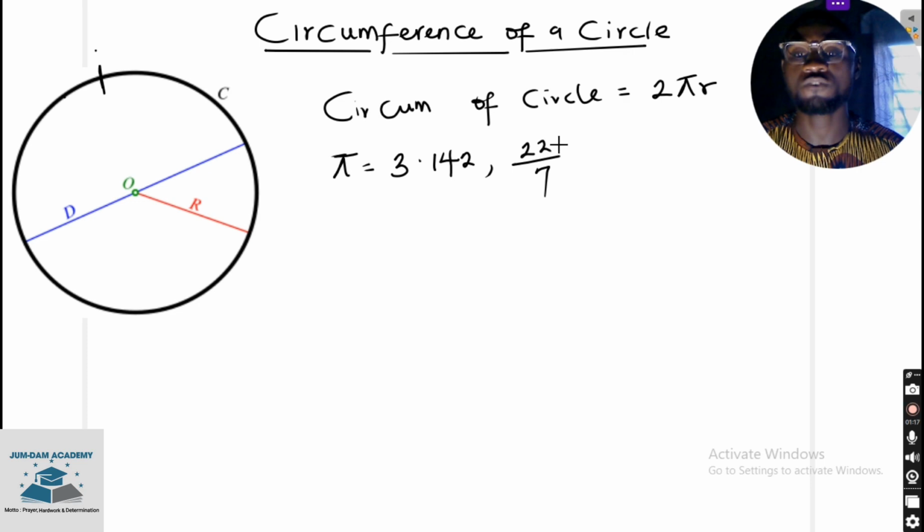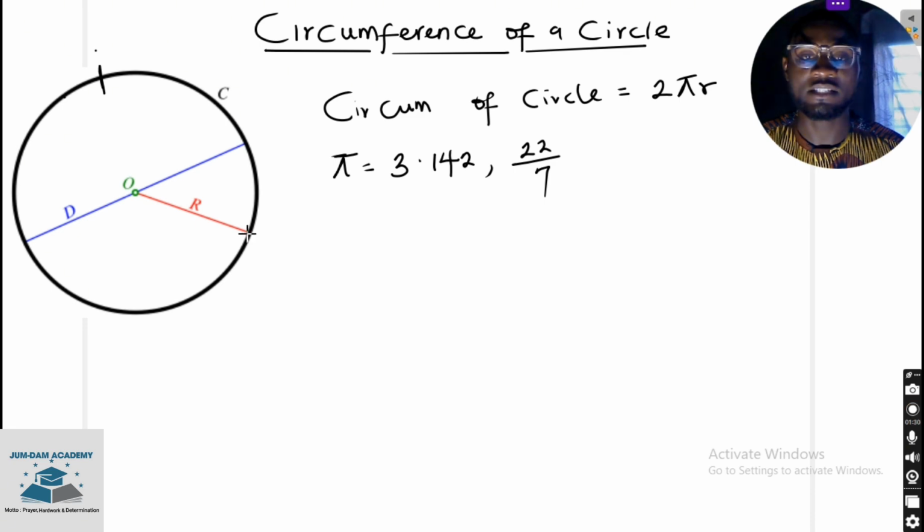So let's leave that. Let's go into the circumference of a circle. So how do I get the value of the circumference of a circle? I said it is equal to 2 pi r, and I said pi is 3.142 or 22/7, take it as fraction or decimal number. And then r is simply the radius. What is a radius? A radius is a line drawn from any point of the circumference of a circle to the center of the circle.